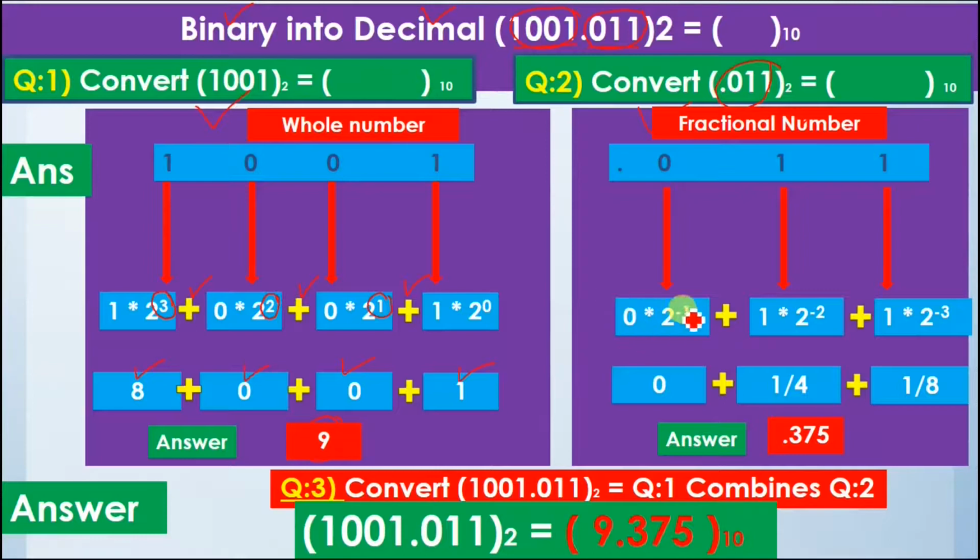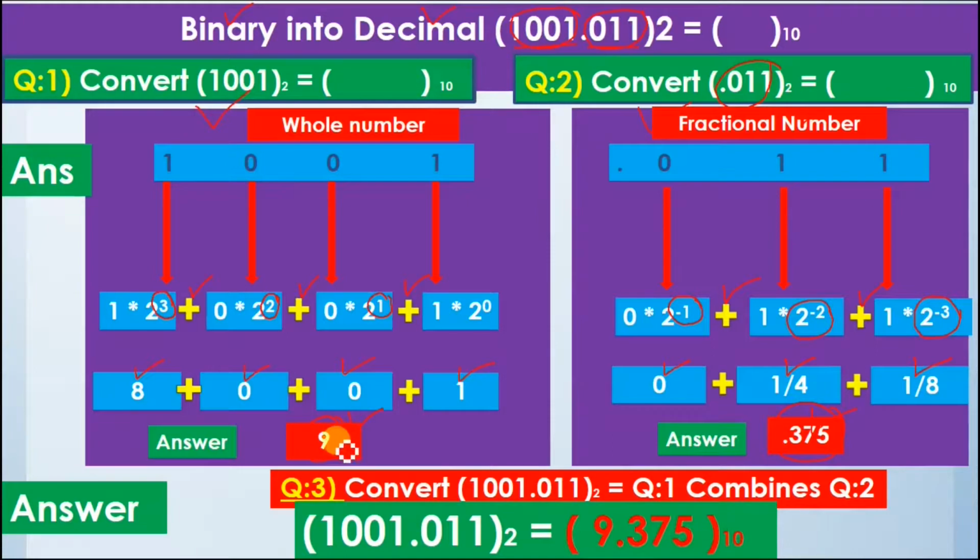So first of all, we multiply 0 with 2 raised to power minus 1, and then 1 with 2 raised to power minus 2, and then 1 with 2 raised to power minus 3, and then we add them together. So this is equal to 0, this is equal to 1 by 4, and this is equal to 1 divided by 8. If we calculate the answer by adding these three values, it becomes 0.375.